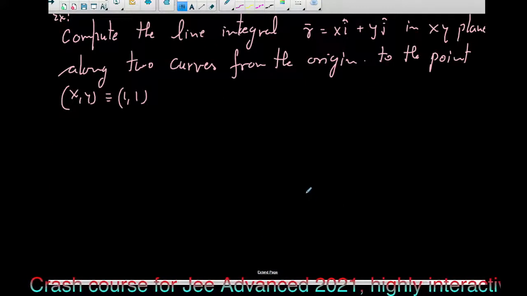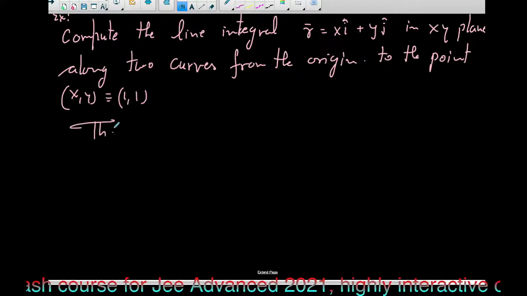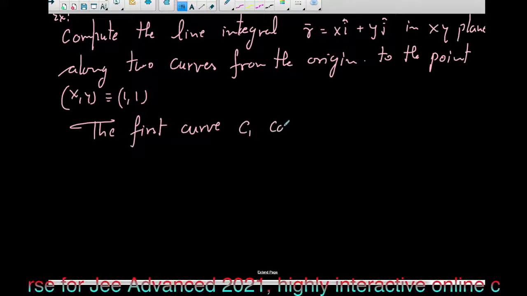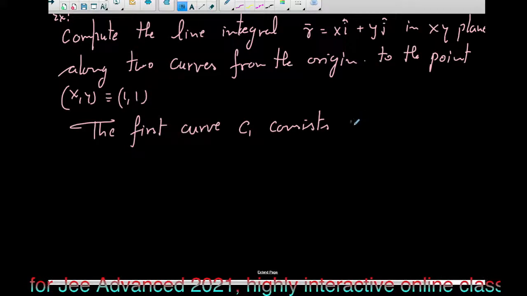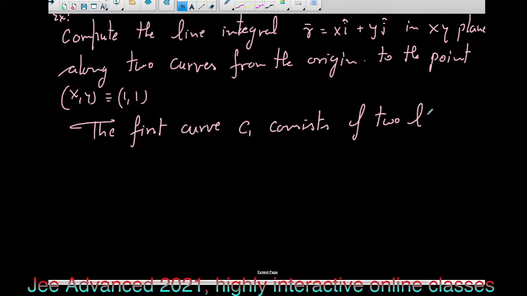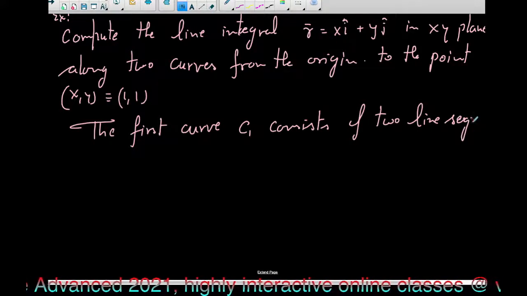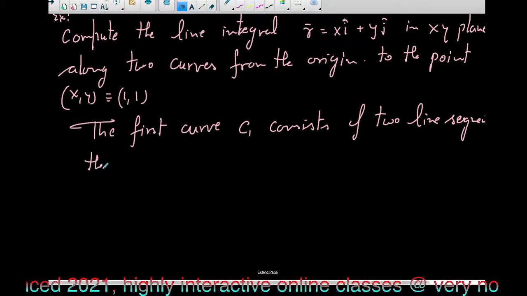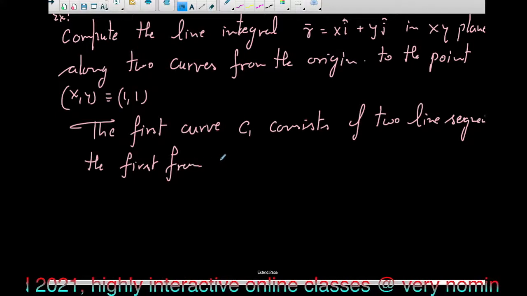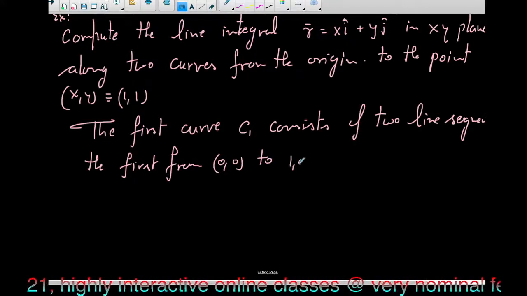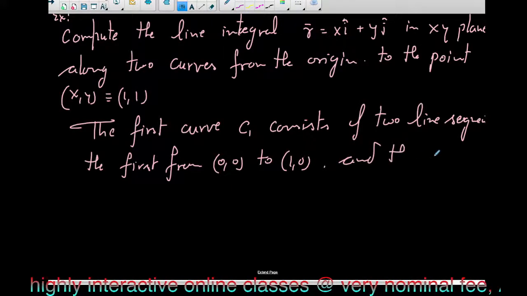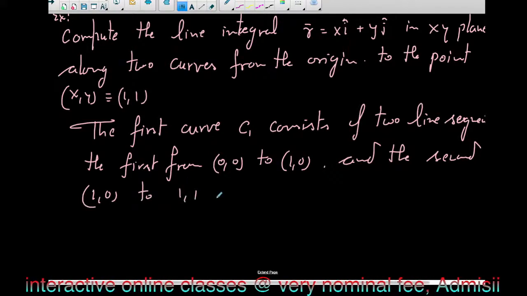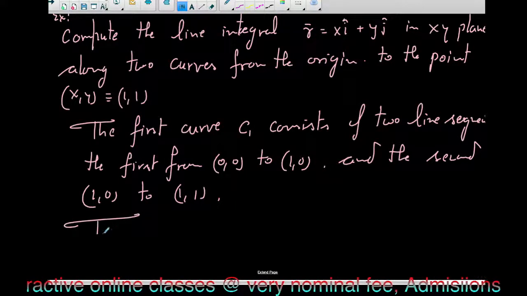And then what happens? Okay, so what is the first curve? We have to take two curves. The first curve C1 consists of two line segments: the first from 0,0 to 1,0, and the second from 1,0 to 1,1.